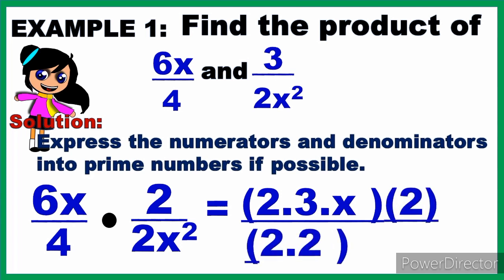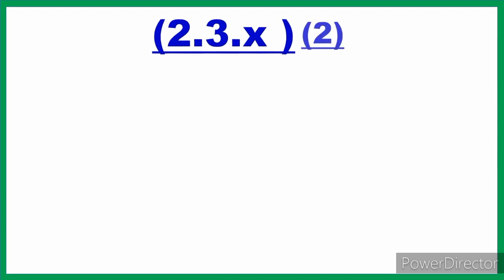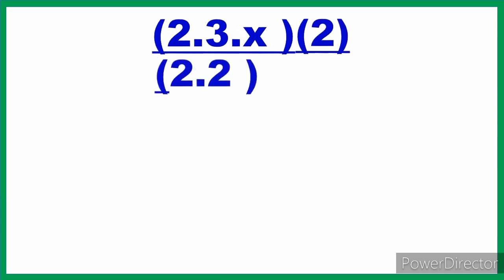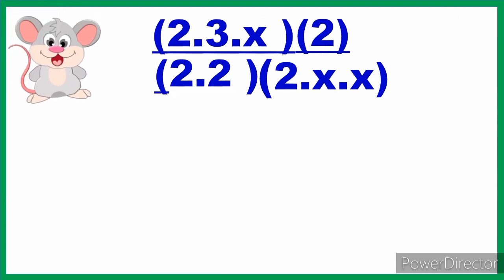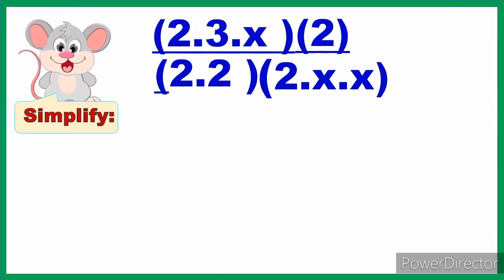All over the factor of 4 is 2 times 2, and 2x squared is 2 times x since naka-square yung x, which is 2. Okay, next, 2 times 3 times x times 2 all over 2 times 2 times 2 times x. Okay, then we're going to simplify. To simplify, ika-cancel natin kung ano yung common sa numerator and denominator.